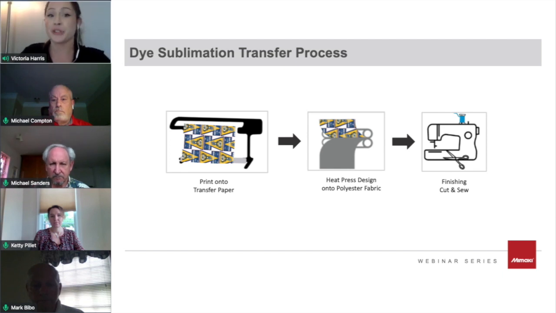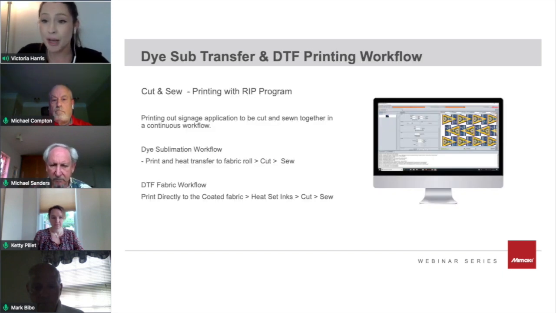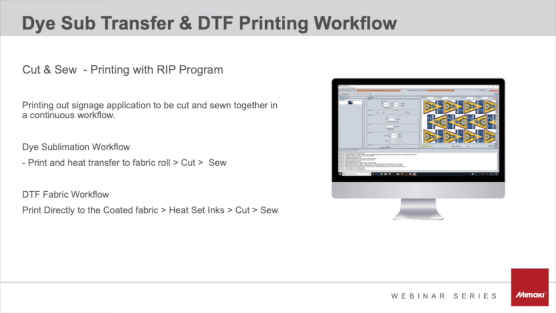So for the dye sublimation transfer and direct-to-fabric printing workflow, you would start off with the RIP program. You set up your file, the scale, the color profile, and the quantity to be printed. And then for the sublimation transfer, you print on the paper, heat transfer to the fabric, then cut and sew. For the direct to fabric, you would print directly to coated fabric, heat set the inks, and cut and sew. Just a quick overview.